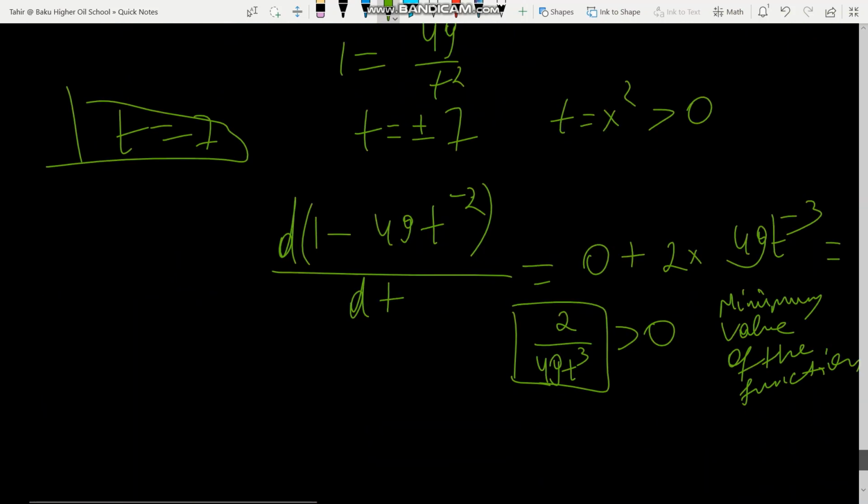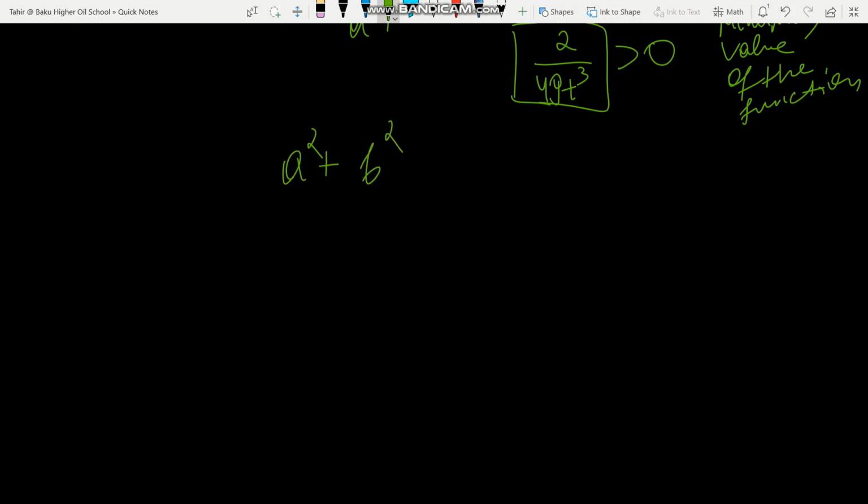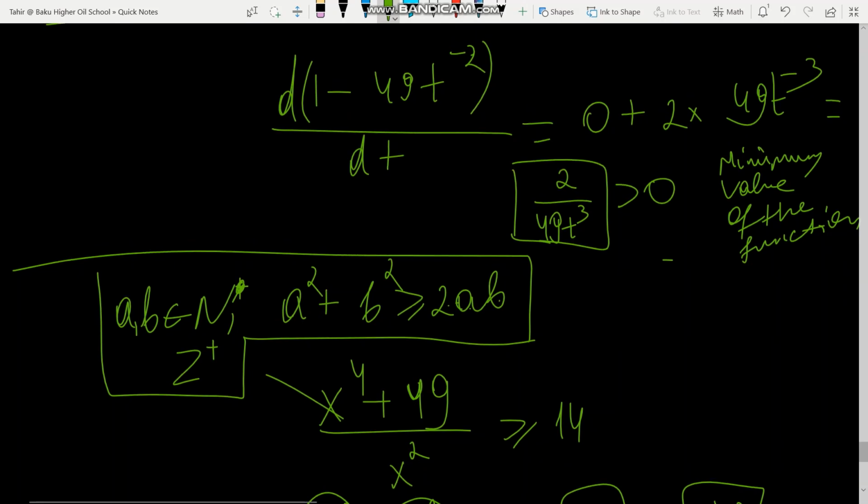But how can we solve this problem more easily using the Cauchy-Schwarz inequality that we proved before starting to solve this problem? A squared plus b squared greater than or equal to 2ab, and we claim that a, b are positive numbers, positive integer numbers. Let's write our problem again. X to the power 4 plus 49 divided by x squared greater than or equal to 14.